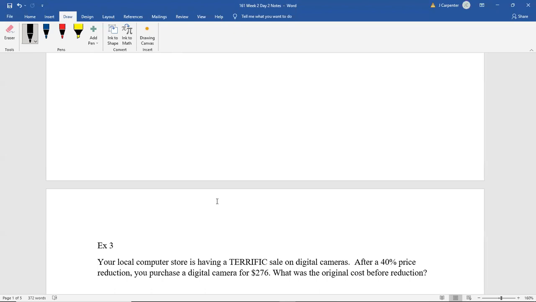So what do we know? What do we not know? Well, we know the final price. We know the final price of $276. We don't know the original price, sticker price. Now, that's probably going to get called X because of that.